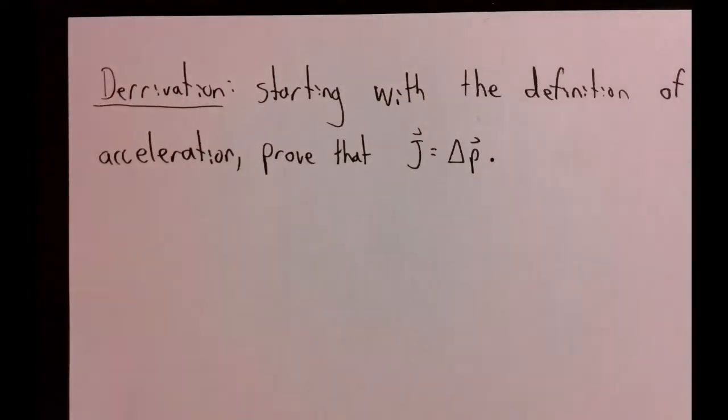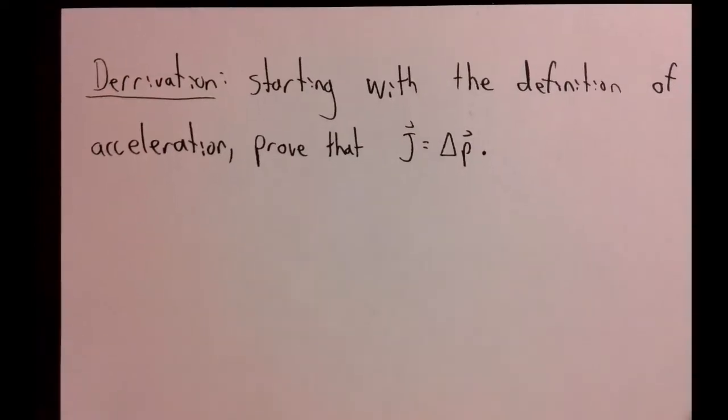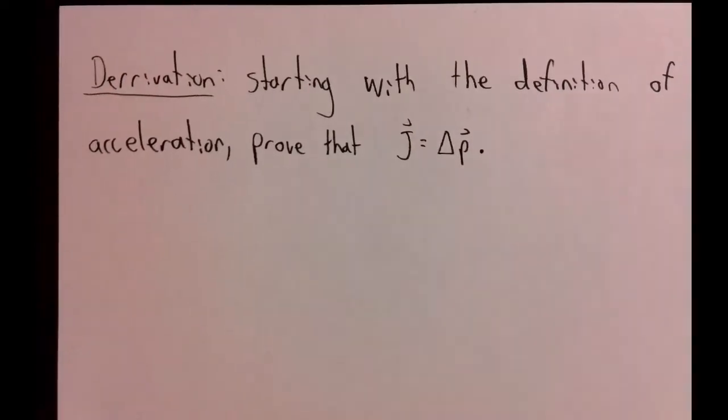For video 2 here, we're going to do derivation. This is what physicists do to write equations. This is how they come up with these equations that we're using. This is something that I wouldn't expect you to be able to do on a test, but it's important to understand that we're not getting these equations from nowhere, and so that's why we're doing this derivation.